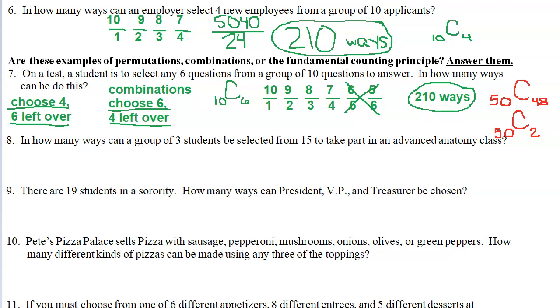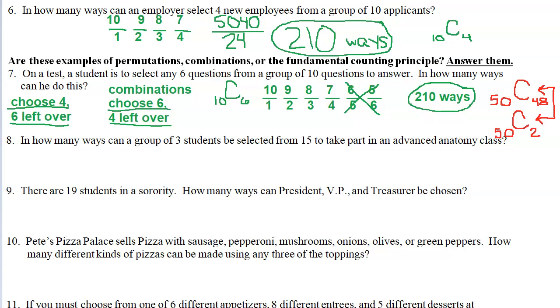So essentially, having a combination where you have 50 items and you choose 48 is the same idea as having a combination of 50 items where you're choosing 2. So that means this right here and this right here will both have the same answer. Okay. So that's a pretty cool thing. It works for combinations. It does not work for permutations.